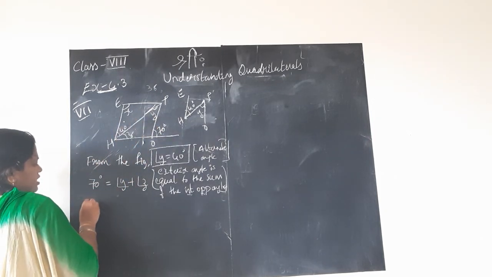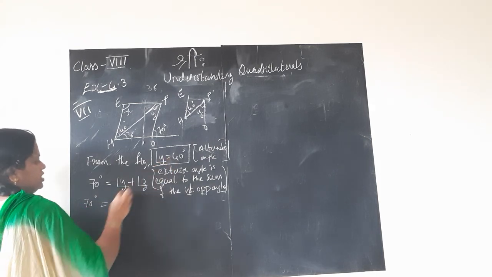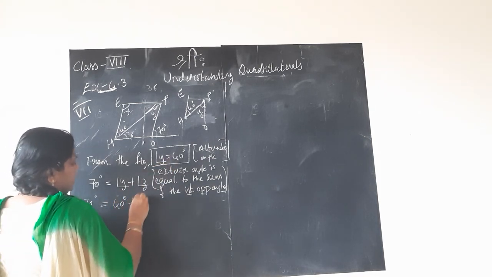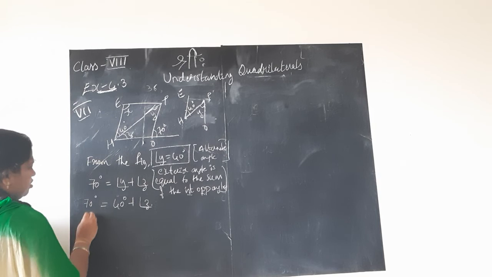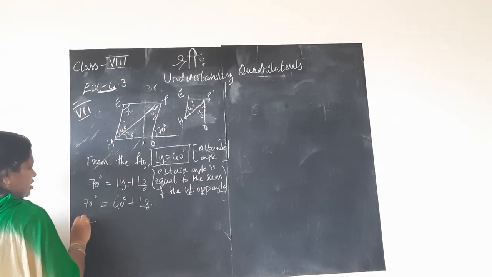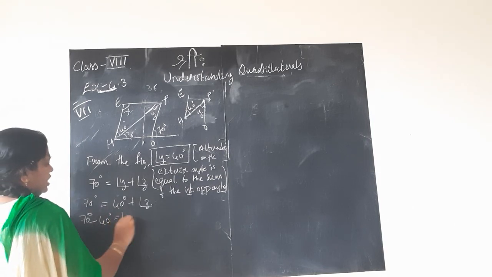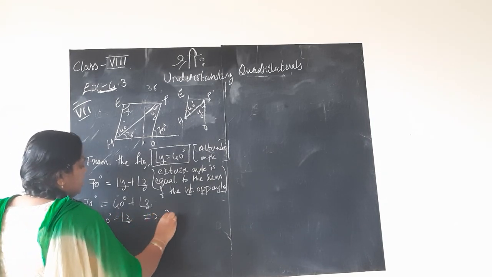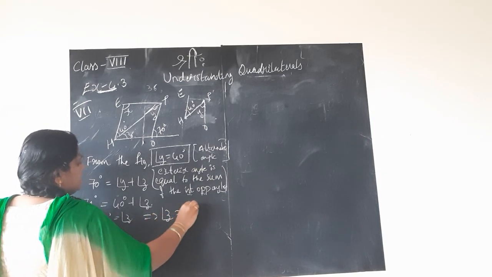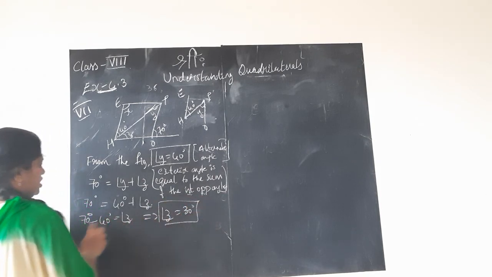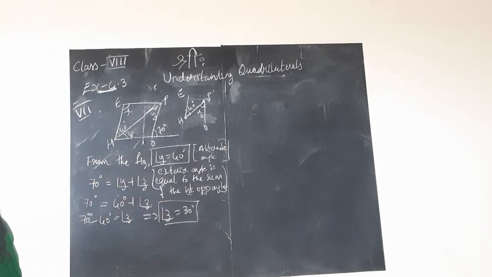I wrote 70 degree as it is. Y just now we found out to be 40 degree. And we can easily find out what is angle Z. So 70, if I send 40 to the other side, it becomes 70 minus 40 degrees equal to angle Z. And this implies angle Z is 30 degree. How 30 children? 70 minus 40 is 30, so we got angle Z to be 30 degree.